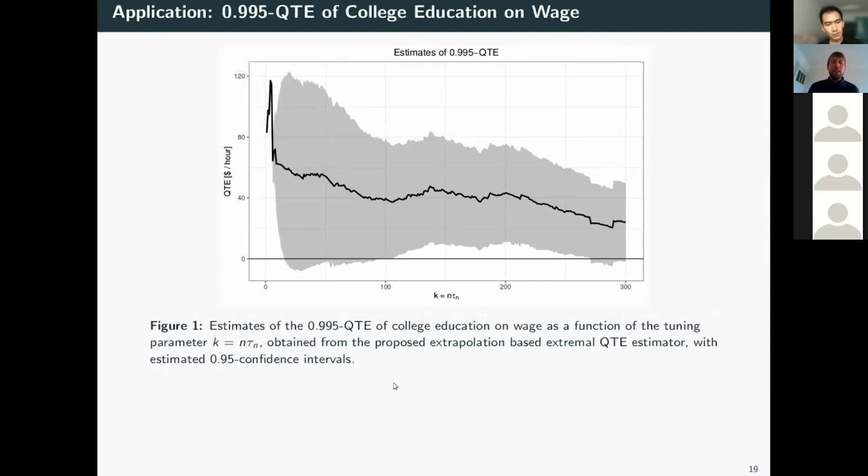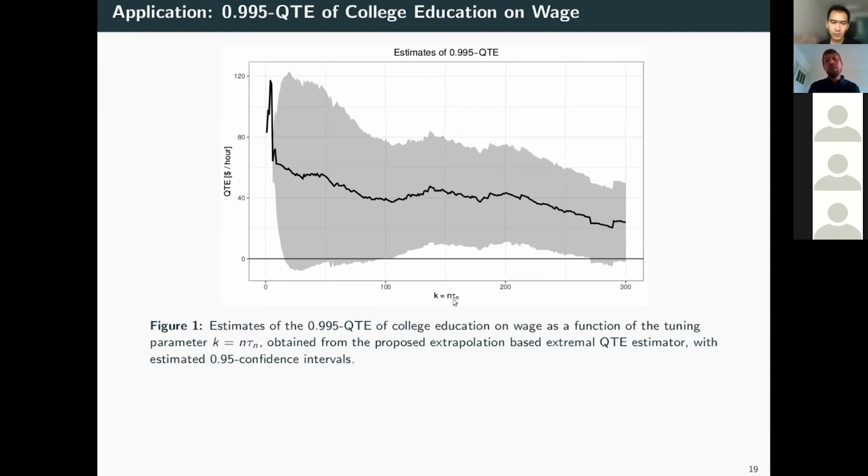What we can see here is that if we estimate the quantile treatment effect at the level of the 0.5% highest wages, then we clearly see a positive effect of college education on these very high salaries. On the x-axis you see the tuning parameter tau n, which corresponds to the number of exceedances of the intermediate quantile. And we can see that for a wide range of these parameters, we see a significant effect.